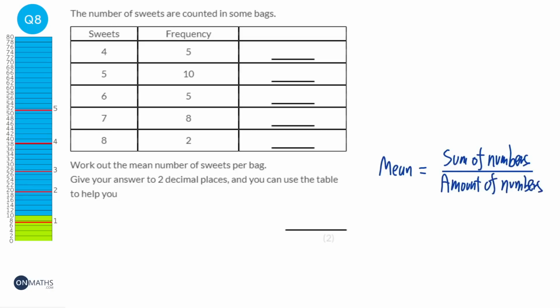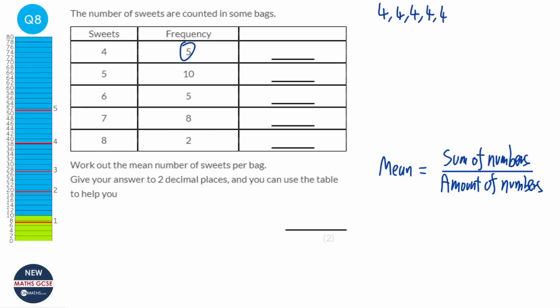Now, when we're given the numbers in a frequency table, it's a little bit more tricky to find the sum of the numbers and the amount of the numbers, but there are some really strong techniques. The first thing I want to just highlight is that a frequency table is just saying that there are 5 lots of 4. So we can imagine writing out 5 lots of 4.